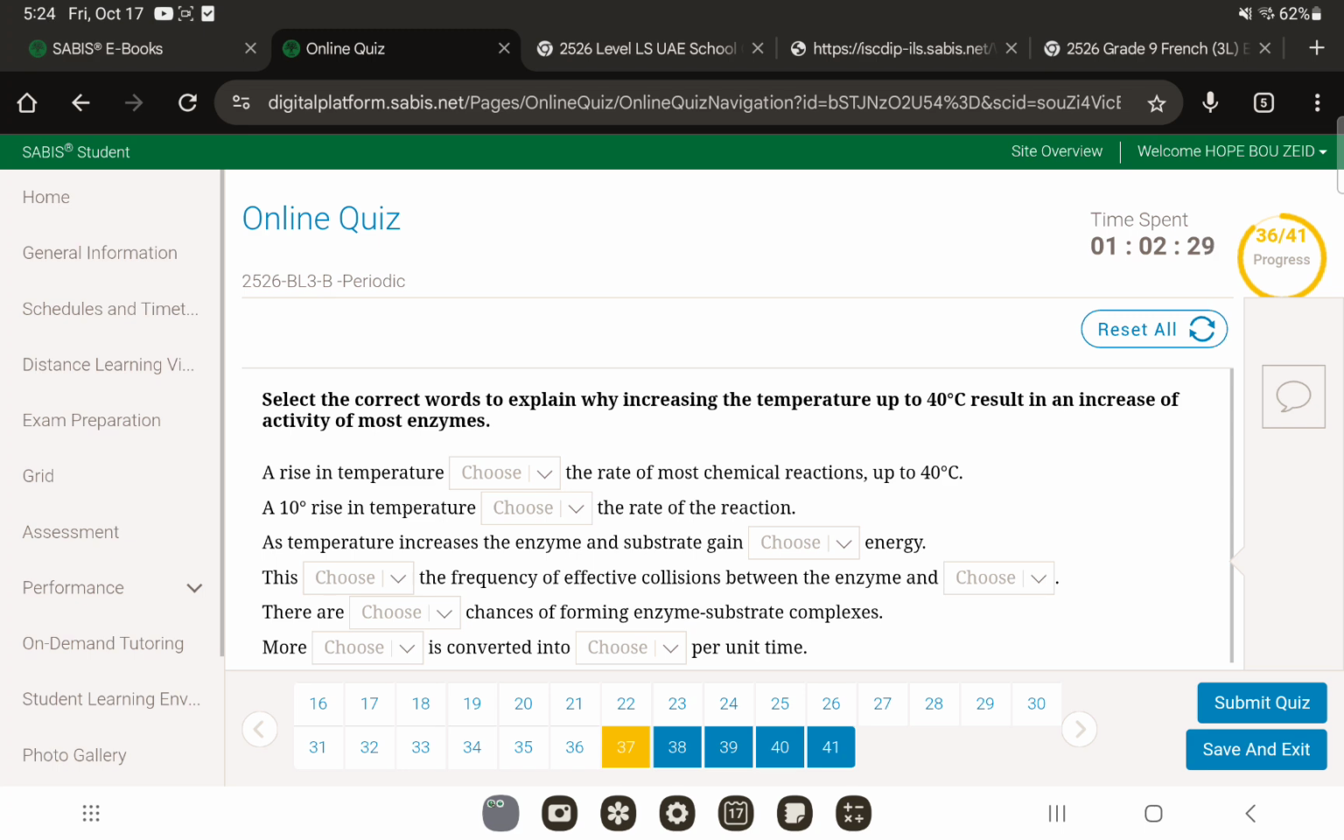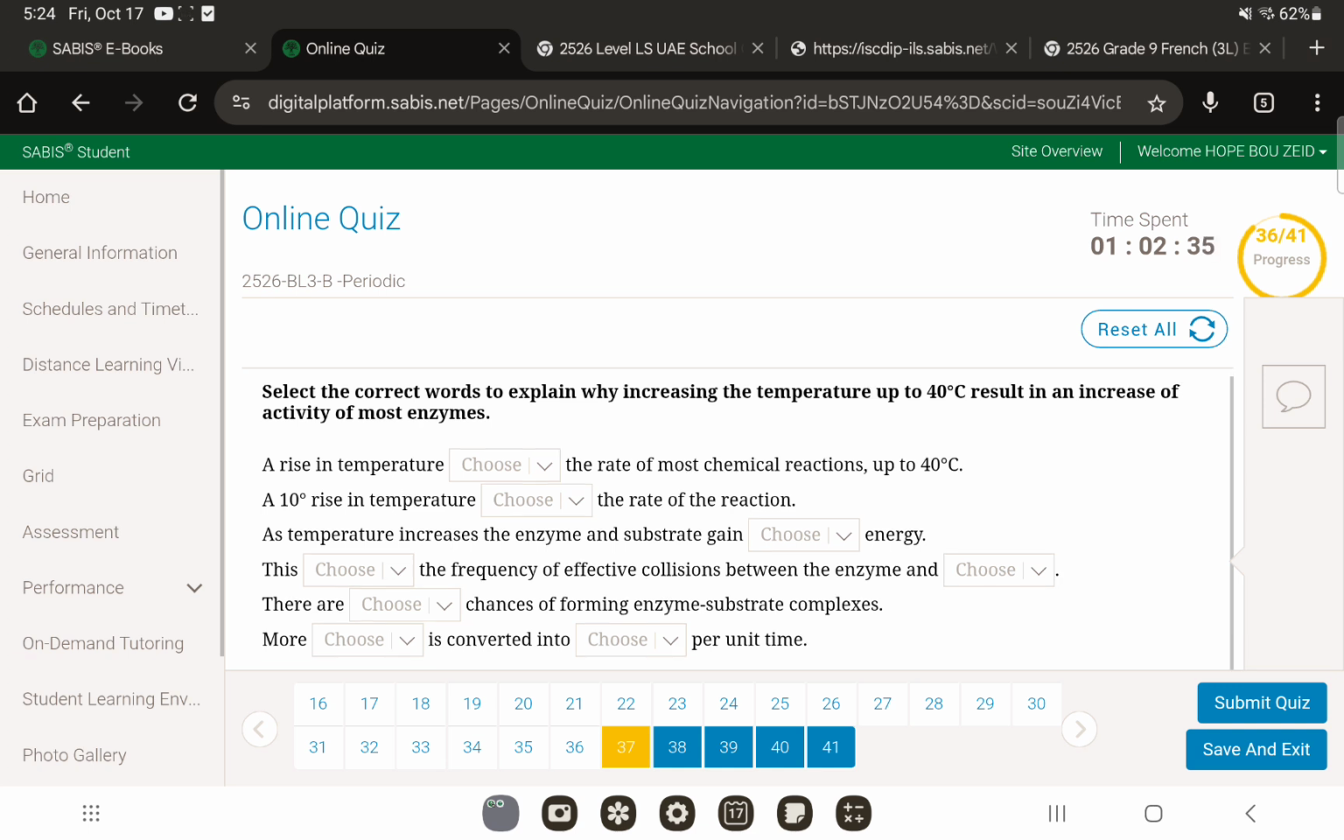So like the alternative, explaining why the increased temperature up to 40 degrees Celsius results in an increase of activity of most enzymes. Okay, a rise in temperature increases the rate of most chemical reactions up to 40 degrees Celsius. A 10-degree rise in temperature doubles the rate of the reaction. This was in the book. Definitely have to memorize it.